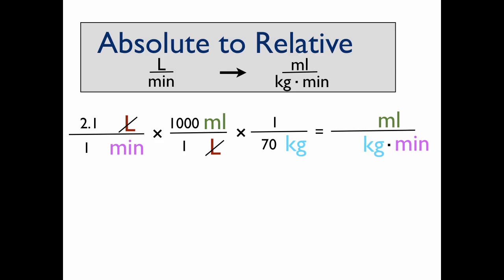Like we did before, I'm going to take all the numbers on top and multiply them out: 2.1 times 1,000 times 1, and divide by all the numbers on the bottom, 1, 1, and 70. Obviously, I don't have to be dividing by the ones. I can just divide by 70, which will give me 30 mils per kilogram per minute. As you can see, what we've done here is we've converted 2.1 liters per minute to the relative VO2, 30 mils per kilogram per minute.